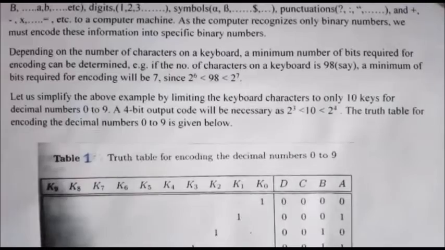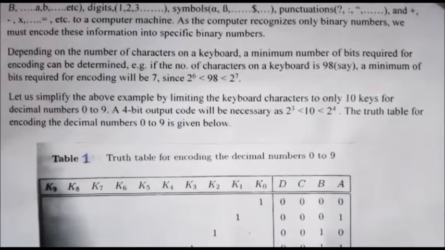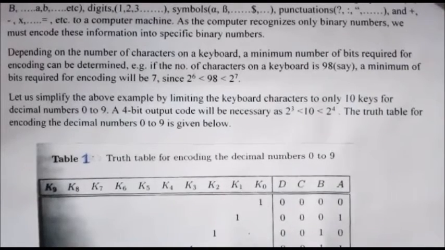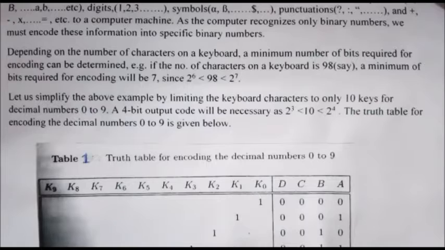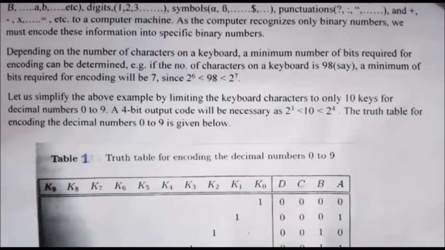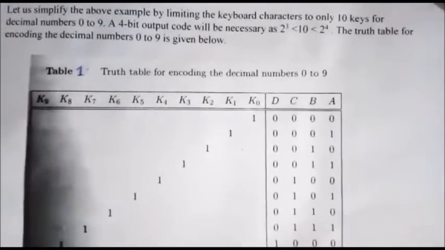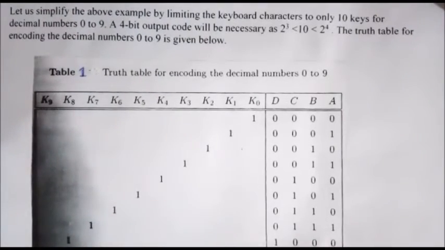Now let us simplify the above example by limiting the keyboard characters to only 10 keys for decimal numbers 0 to 9. A 4-bit output code will be necessary, as 2 to the power 3 is 8, which is less than 10, and 10 is less than 2 to the power 4. So the truth table for encoding the decimal numbers from 0 to 9 is given below.